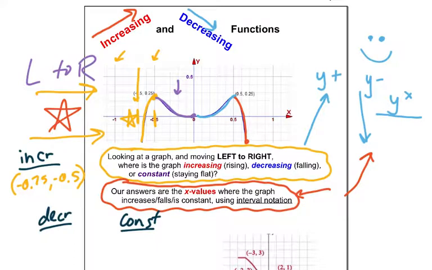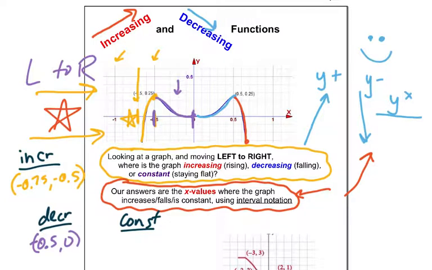So tell me the x values where it's happening. I start going down here, and I end going down about here. So I'll put this under the decreasing column here. I'd say about negative 0.5, negative a half, and it stops going down right about 0. Okay, that's done. Remember, these are x values where the graph is going up, down, or constant.